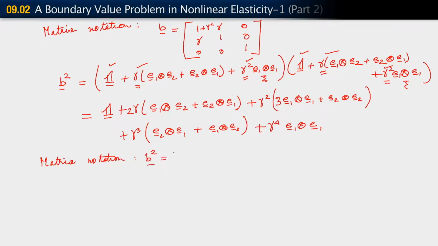Okay, so B square takes on the form. Right, now the diagonals all get 1. The other terms that also show up on the diagonal are, right, we get 3 gamma square on the E1 term. We get gamma square on the E2 term. Additionally, we get a gamma to the fourth on the E1 term.